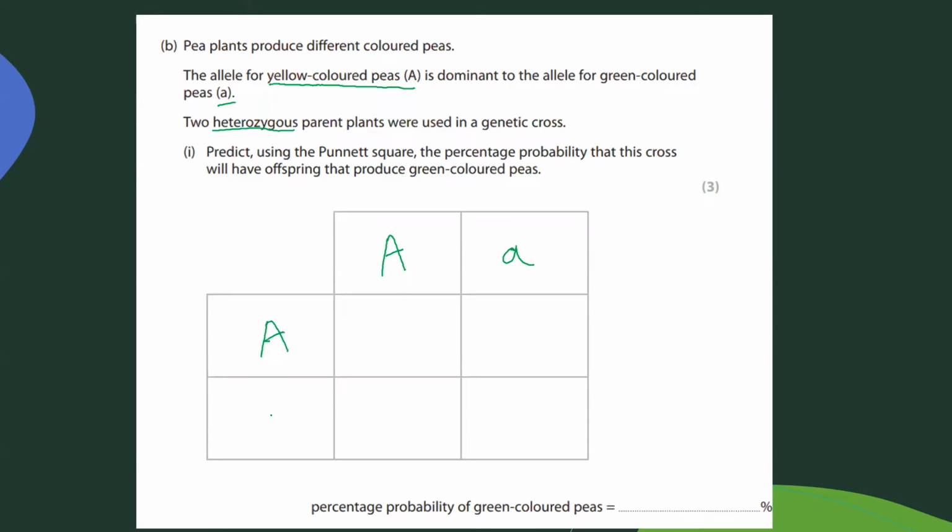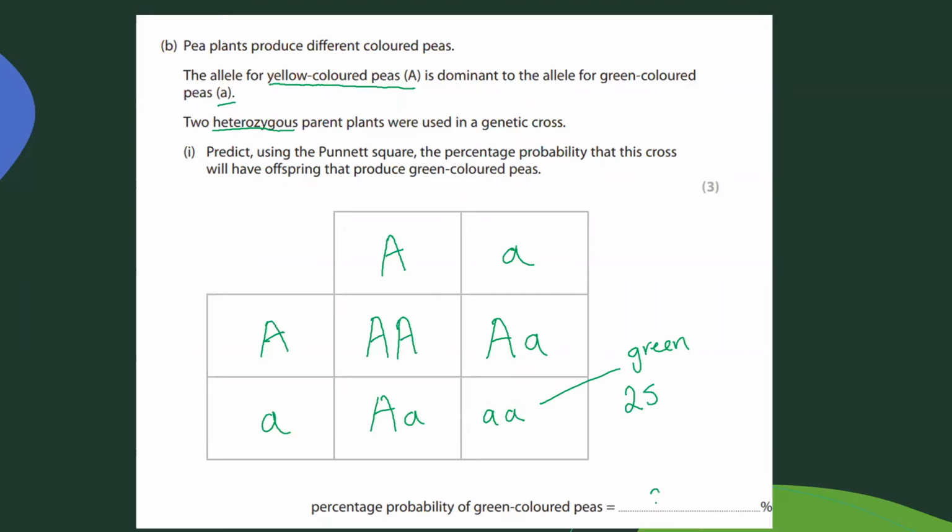Predict, using the Punnett square, the percentage probability that this cross will produce offspring with green coloured peas. So if they're both heterozygous, they've both got A and a. So we're going to do the same thing that we did with the height. This is a bit different to the height, okay? You always do the capital first, so this is a convention. Let's look back: green coloured was small a, so this is the only one that would be green. The yellow was dominant. Okay, green, so only 1 out of 4.